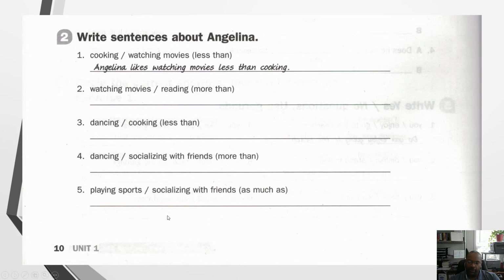Okay, so hopefully you've had some time to complete these using more than, less than, and as much as. All right? If you have any problems with these, let me know and we'll go over them together during our Zoom call, or I can see what you have and comment on it from WhatsApp.